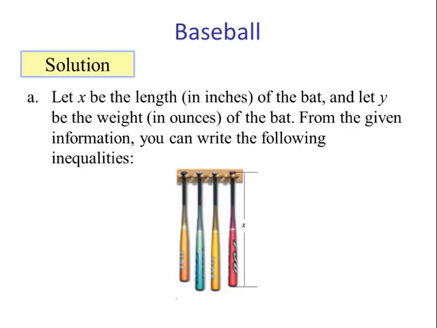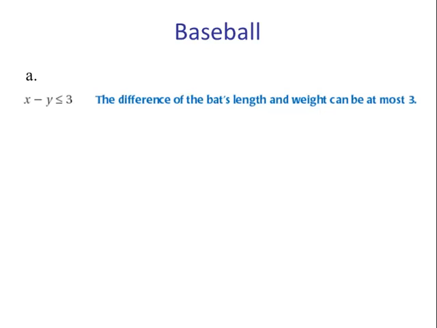Solution: we will let X be equal to the length measured in inches of the bat and Y be the weight measured in ounces of the bat. From the given information, we can now write the following inequalities. X minus Y is less than or equal to 3, and that comes from the statement that the difference of the bat's length and the weight can be at most 3. So it can't be larger than 3, it has to be less than or equal to 3.